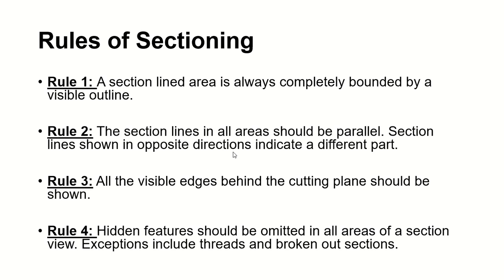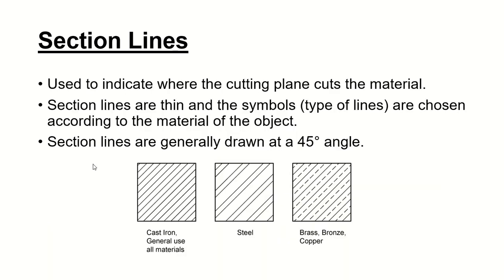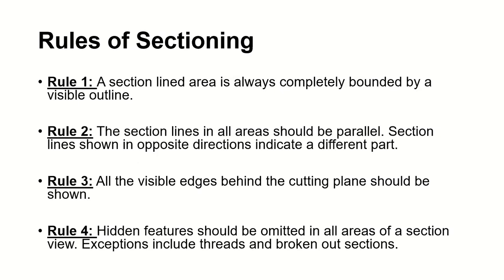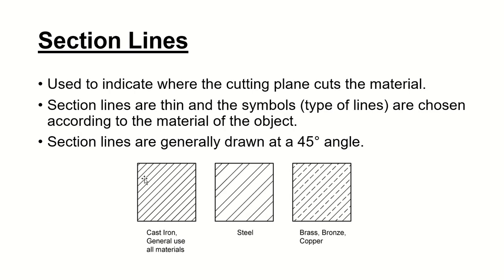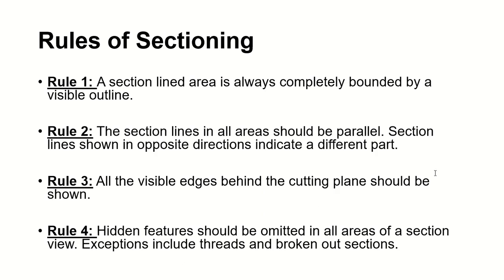Rule 2 is that your section lines in all areas should be parallel. So like this, see how parallel they are together. And section lines shown in opposite directions indicate a different part. So usually we draw this, and if you have an opposite direction, it shows you a different part. Don't worry about it, you can get it right now by reading it. I'll show you one by one in the diagram, which is easier for you to understand.